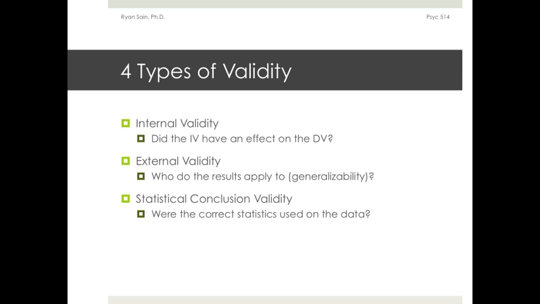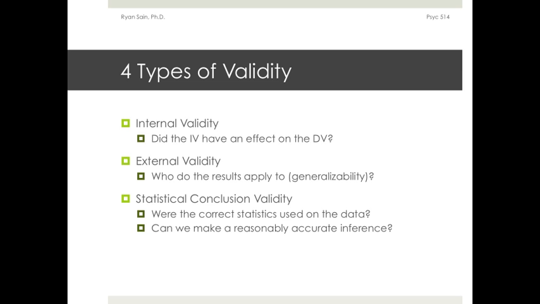Statistical conclusion validity, and there's a couple of things here. Were the correct statistics used on the data? That's a little bit that I'm adding, an interpretation from what your authors are talking about. What your authors really said was, can we make a reasonably accurate inference based on the data that we have, the procedures that we're using, and the statistics that we're using? So if I use a Pearson product moment correlation, which is just a simple correlation, I'm not going to be able to make certain inferences from that. But maybe if I used a t-test, I could make some more inferences.